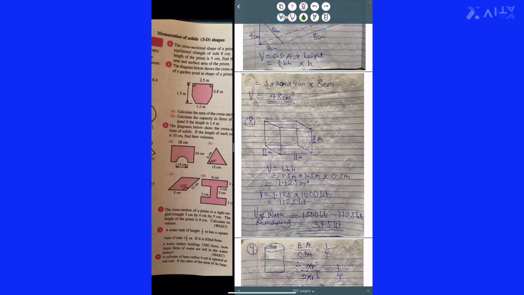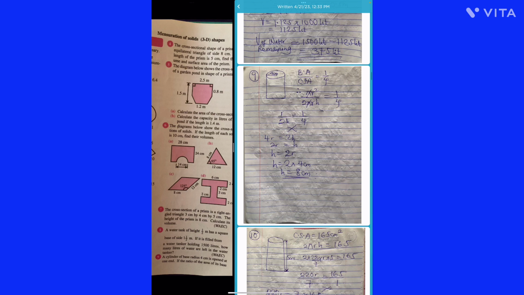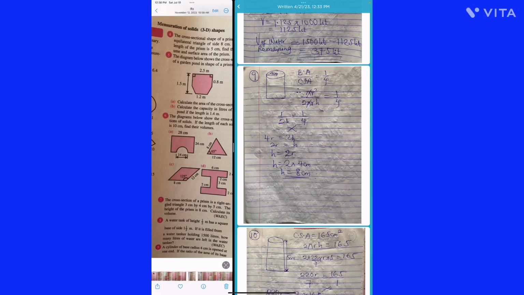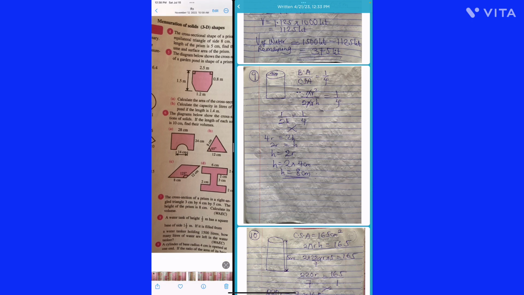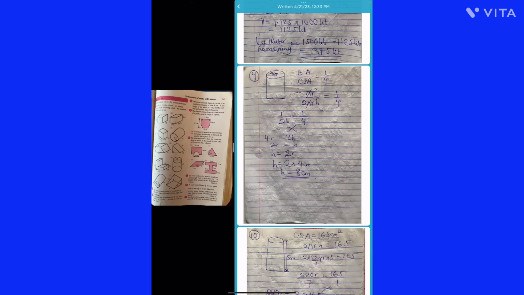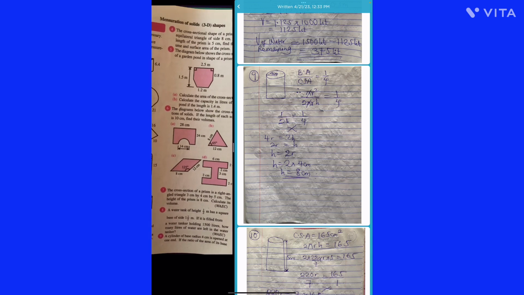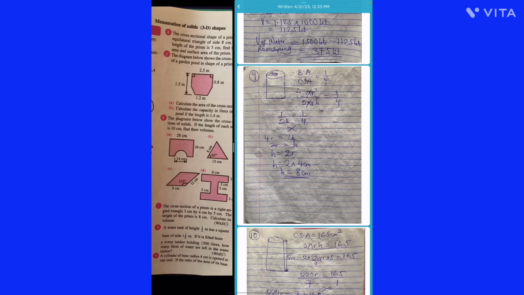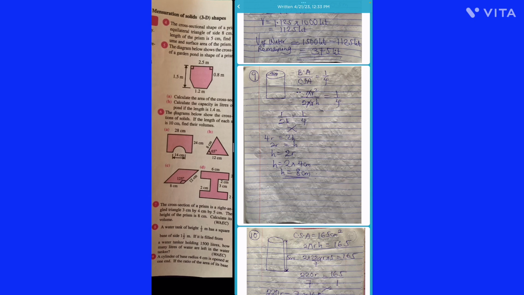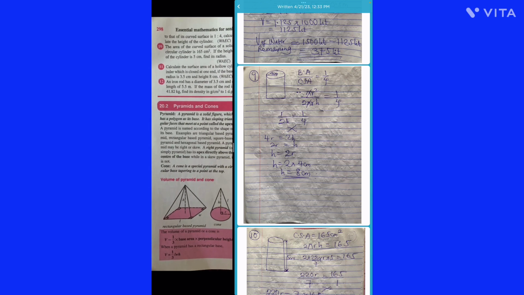That's question 8. In question 9, it says a cylinder of base radius 4 cm is opened at one end. If the ratio of the area of its base to that of its curved surface area is 1:4, calculate the height of the cylinder.